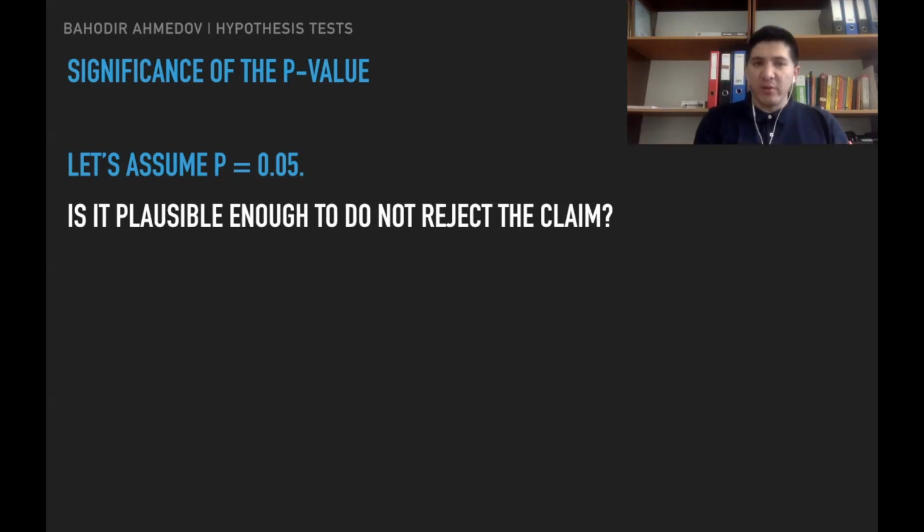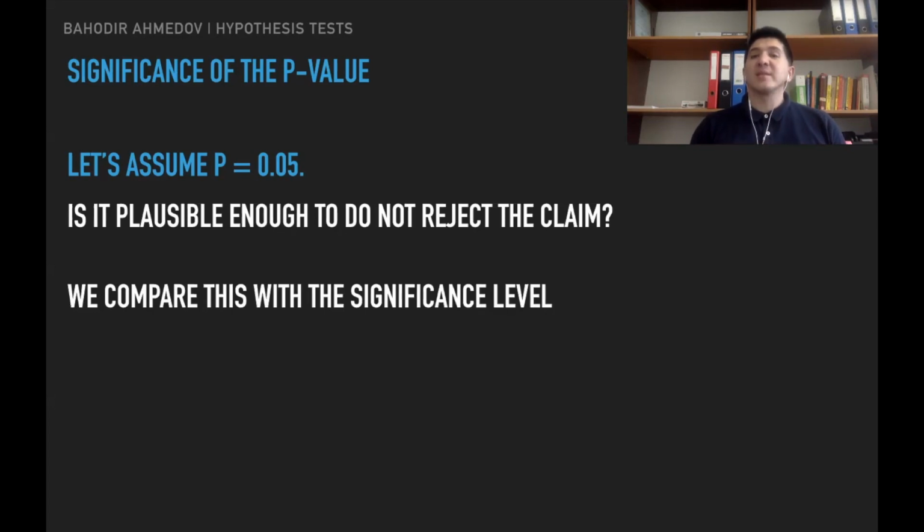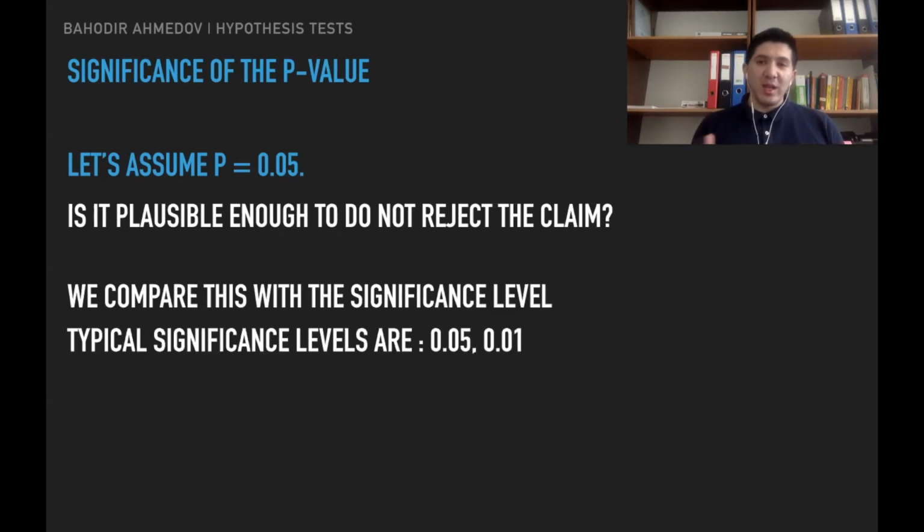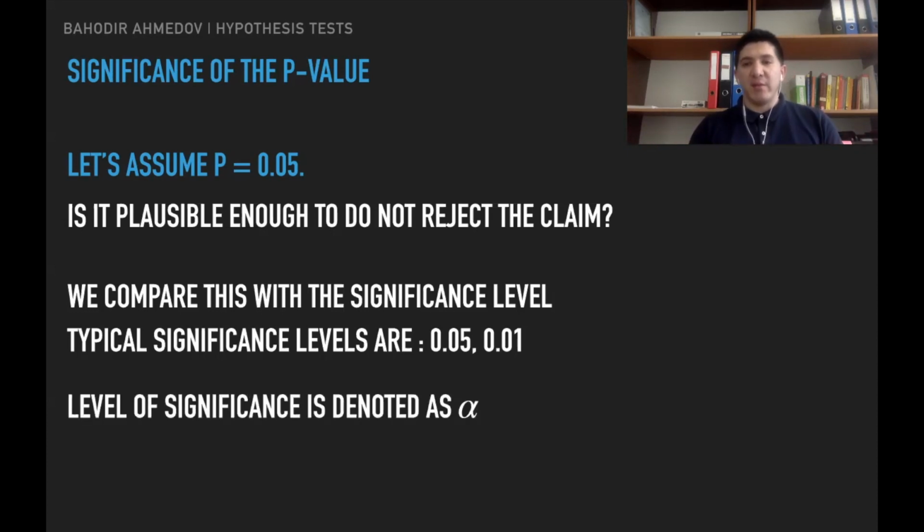And this is the numerical value. So the p-value can be a number, for example, 0.5 or 0.9 or 0.05. So how do we decide whether this number is big enough to not reject the null hypothesis or small enough to reject the null hypothesis? Well, it appears we need to compare this with some reference values, which we are going to call the significance level. Usually, the standard typical values for the significance levels are 0.05 or 0.01, and we are going to denote the significance level as alpha.